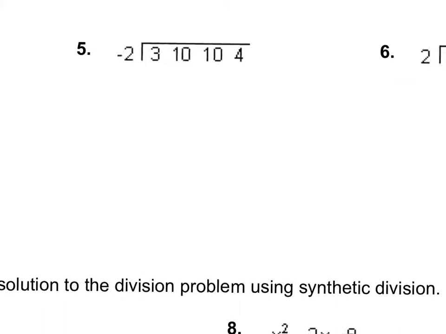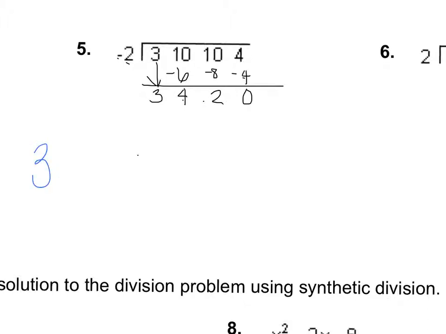Number 5. This one's a little bit longer, but it's the same process. I'm going to bring down my 3, and then multiply. Negative 2 times 3 is negative 6. 10 minus 6 is 4. Negative 2 times 4 is negative 8. 10 minus 8 is 2. Negative 2 times 2 is negative 4. And 4 minus 4 is 0. So this translates into 3.